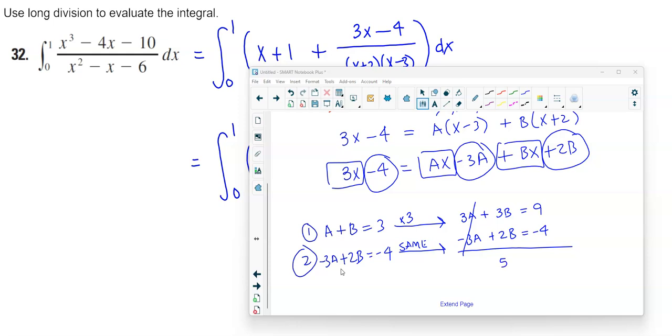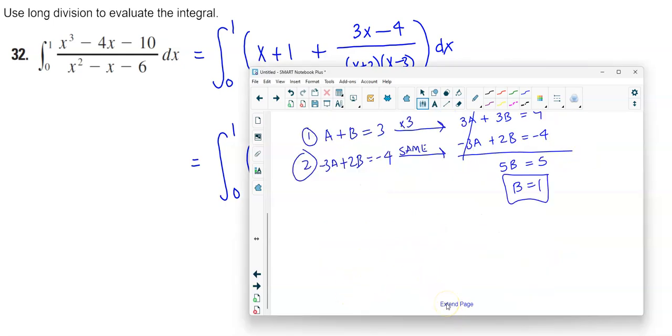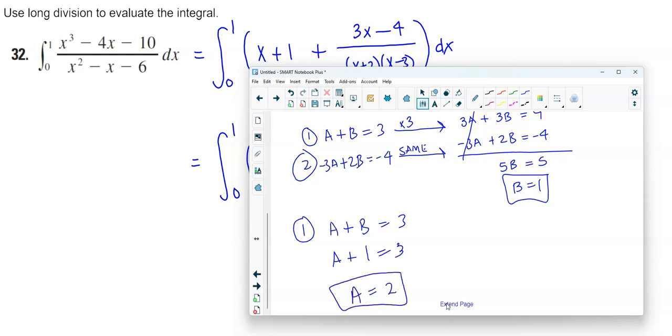Eliminate the a's, we get 5b, which is equal to 5. And therefore we know that b is equal to 1. And so now if we want to solve for a, we know that b is 1. Subtracting 1 from both sides, a is going to equal 2.